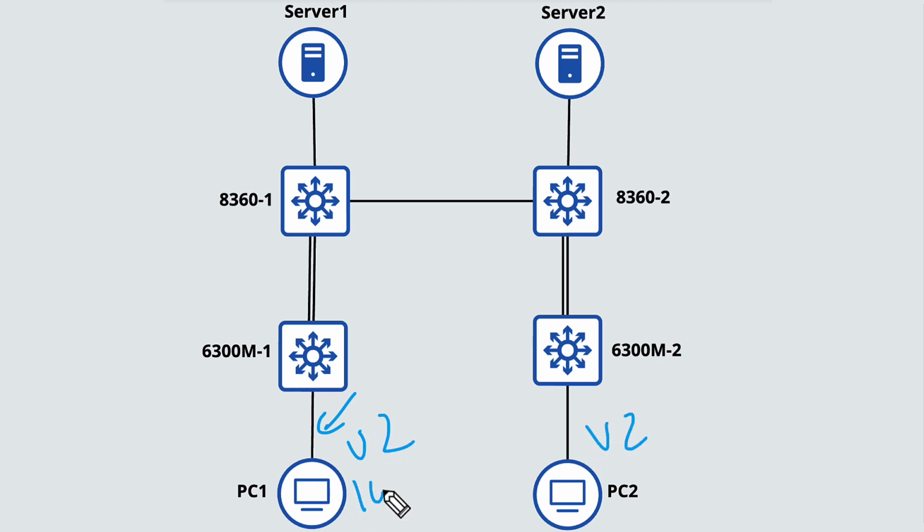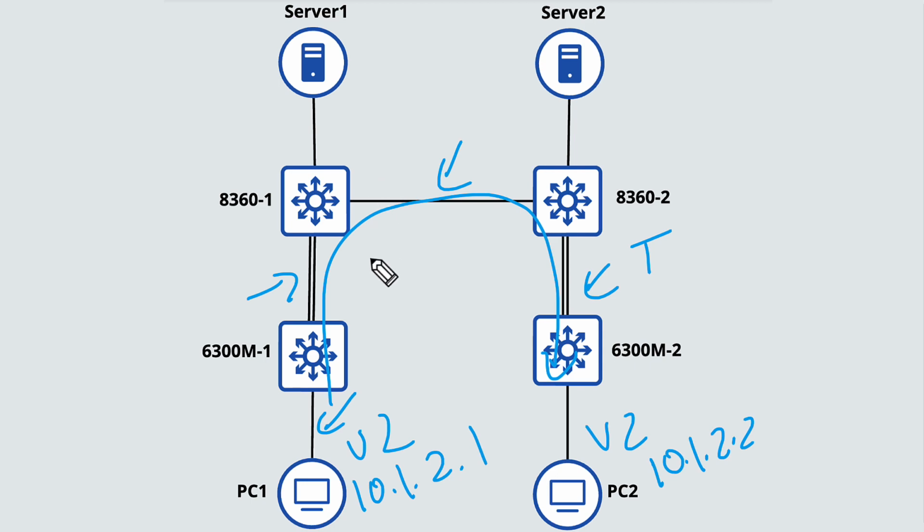We'll configure them with IP addresses like 10.1.2.1 and 10.1.2.2. We'll have to configure these links as trunk ports so that the traffic can be sent from one PC to the other. These will be configured as 802.1Q trunks.